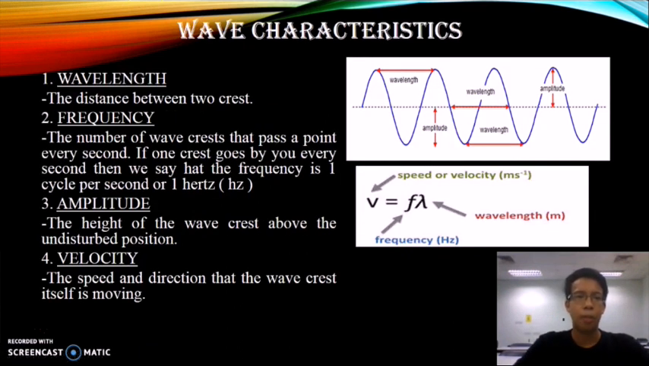Next, wave characteristics. The first one is wavelength, the distance between two crests. Second, the frequency, the number of wave crests that pass a point every second. If one crest goes by you every second, then we say that the frequency is 1 cycle per second or 1 hertz. Next, amplitude, the height of the wave crest above the undisturbed position. And the fourth, velocity, the speed and direction that the wave crest itself is moving. This is an example of those four characteristics.